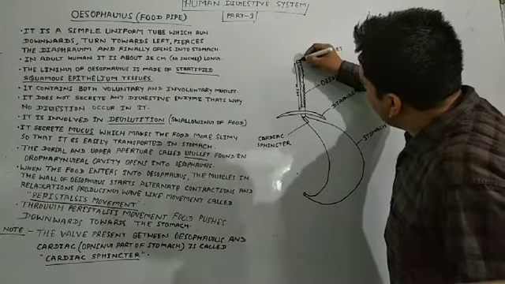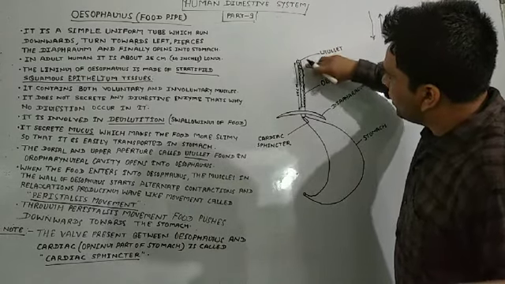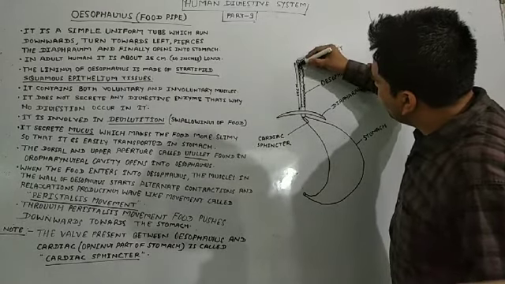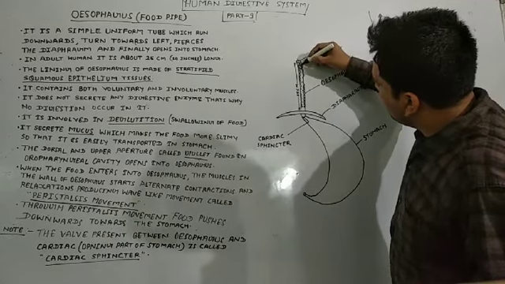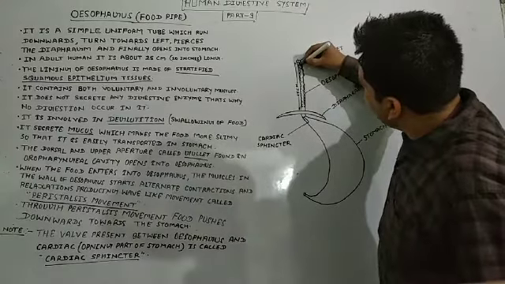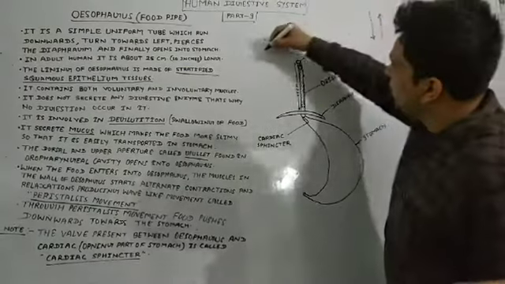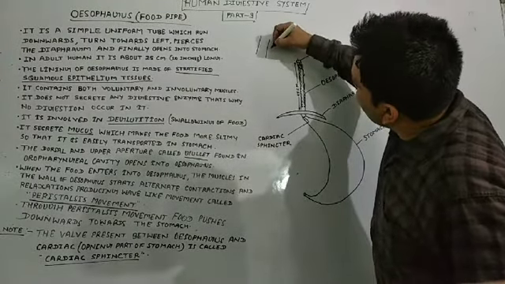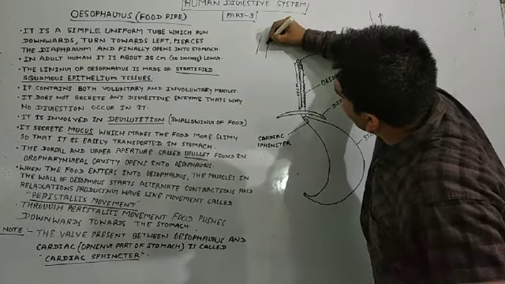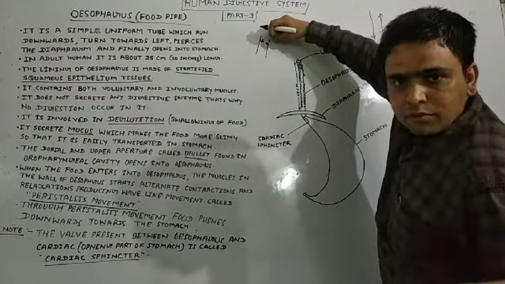So when food comes into the esophagus, suppose there is a food particle here, the muscles in the wall of the esophagus contract, and the wall moves inward. I have put a diagram here. When the muscles contract, both walls come close to one another.